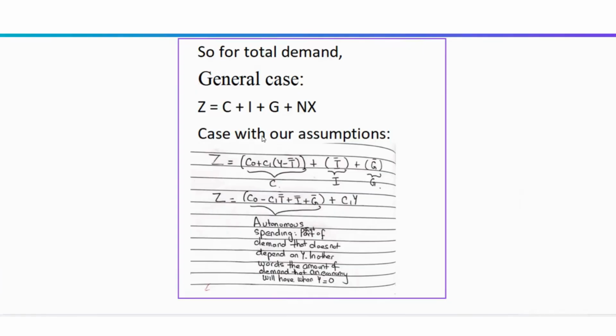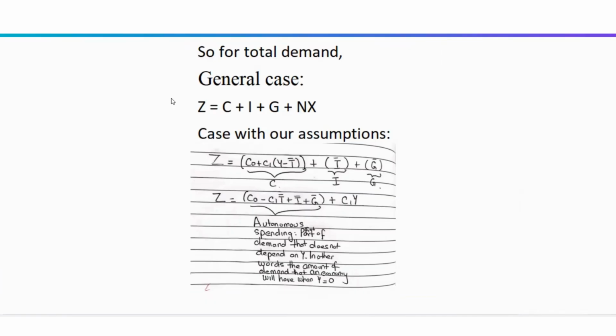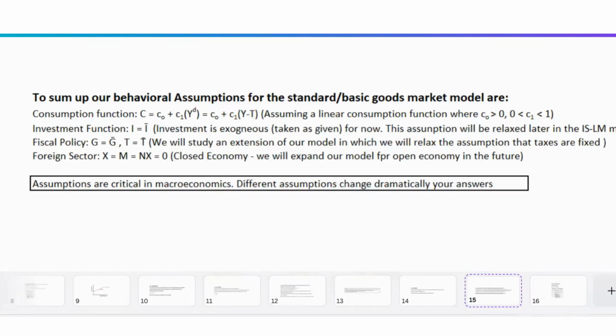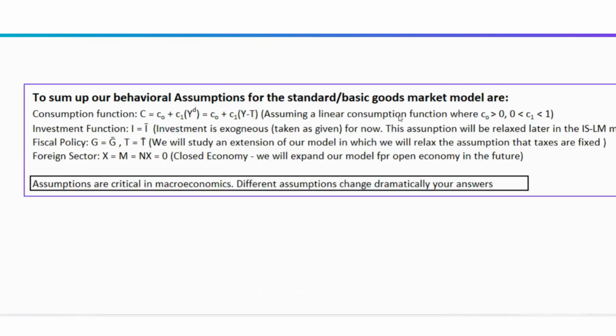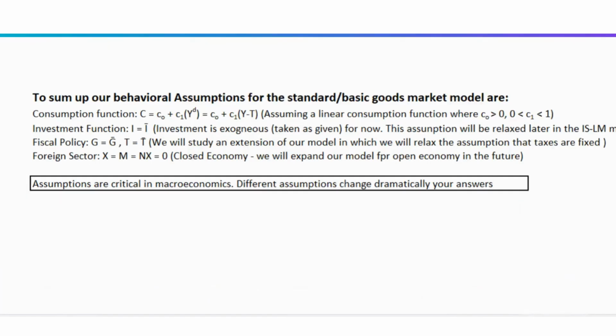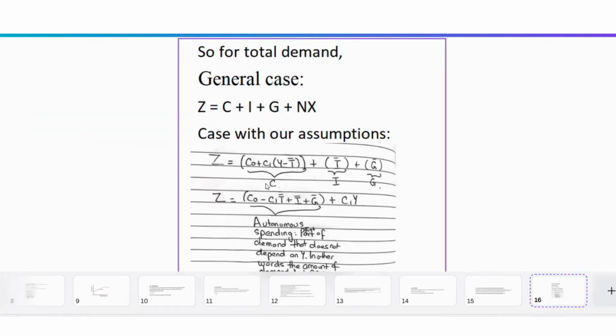So this is our first component of our model, total demand for goods or aggregate demand, where we saw in general it's C plus I plus G plus NX. But given the behavioral assumptions that we made in our standard goods market model, you have a linear consumption function, investment, government spending, and taxes are exogenously given, and it's a closed economy where net exports are zero. So this is how we define total demand for goods. This wraps up our first main component of our model. We'll now, in the next video, look at the second main component of our model.